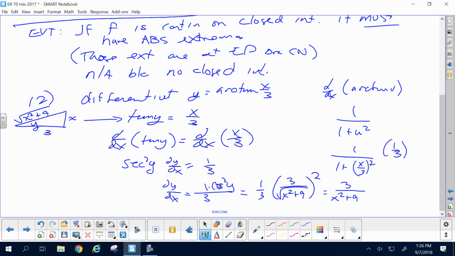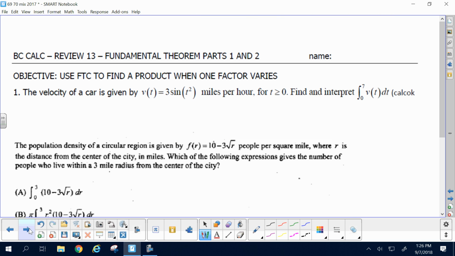With a lot of algebra cleanup, this is. Does that make sense? All right. Any other questions on set 12? Set 13. How did set 13 go? Did it all come back to you or not quite?